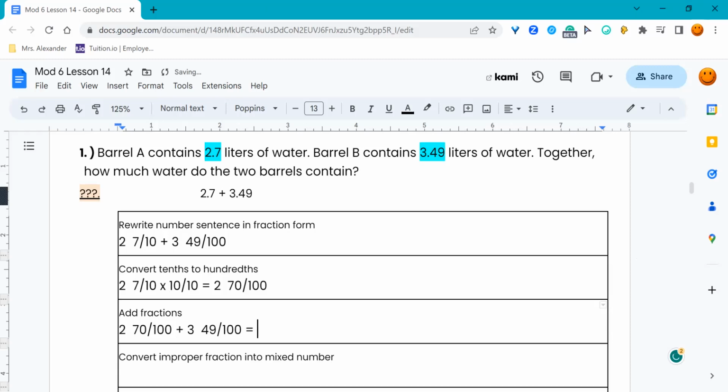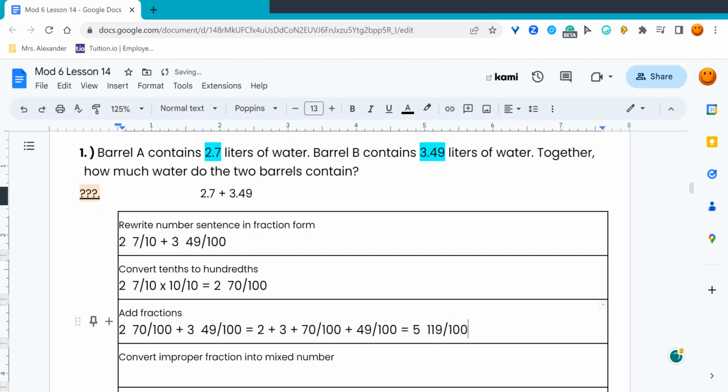I'm going to rewrite that because I'm going to combine like terms, which is taking my whole numbers and then my fractions. So I have 2 plus 3 plus 70 hundredths plus 49 hundredths. Now I'm going to add. I can do 2 plus 3, which gives me 5. And then I need to add the 70 hundredths and the 49 hundredths. So I'll do 7 plus 4, which gives me 11. And then 0 plus 9 gives me 9. That's 119. And I put it over 100.